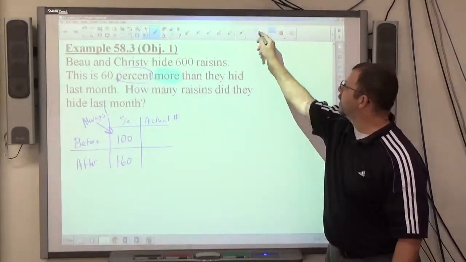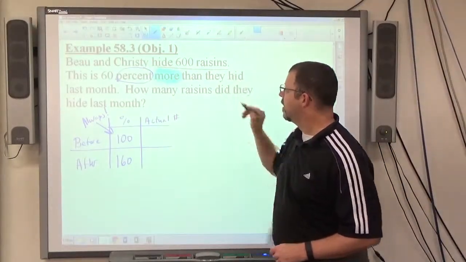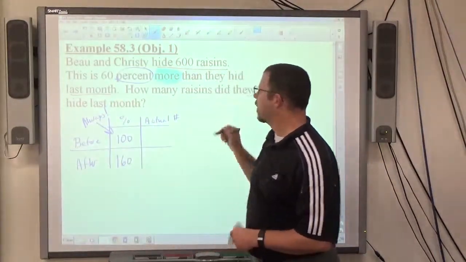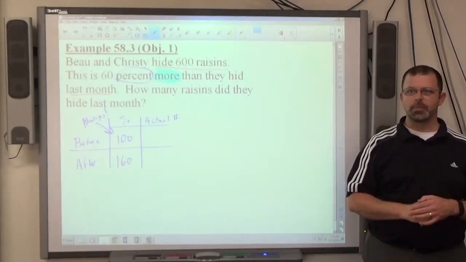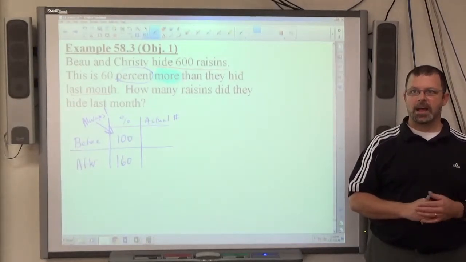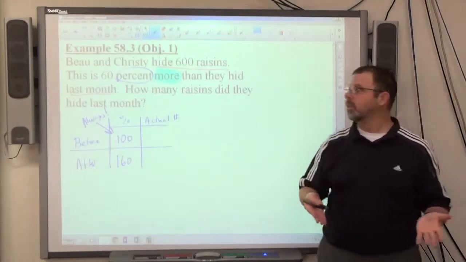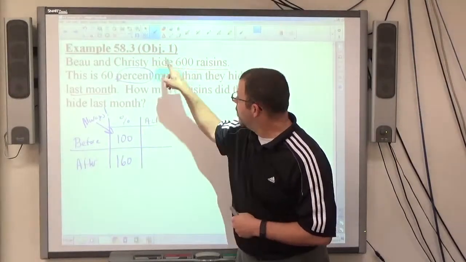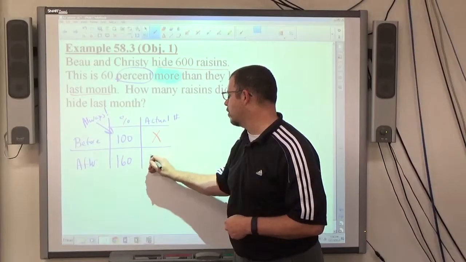The next thing they have to do is figure out the actual number they're giving us. They hide 600 raisins. This is 60% more than they hid last month. Okay, so we have now, and we have last month. Which is before? Last month. And which is after? 600 raisins. After is now, right? Yeah. So what they hide now is 60% more than they hid last month. This is before, this is after. So we don't know how many before, we do know how many after.